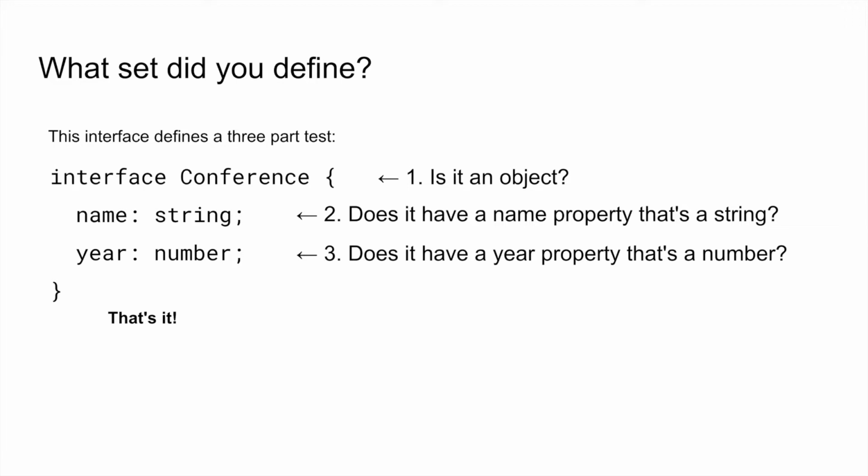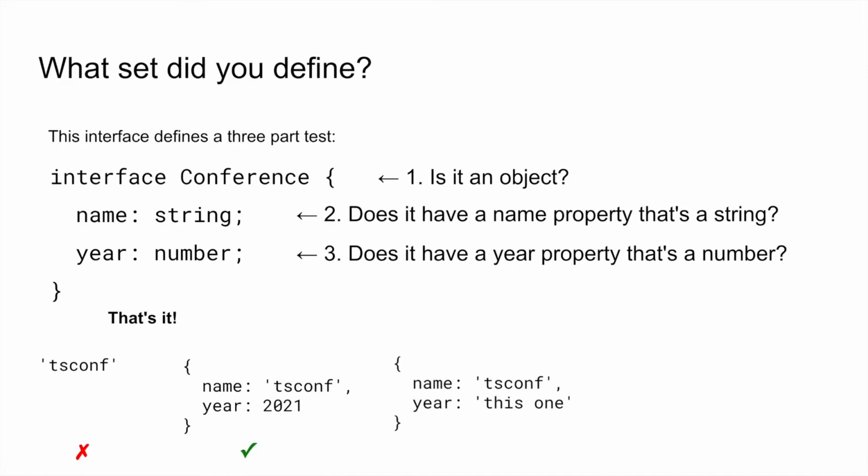So let's look at how this plays out with some example values so that we can figure out whether they're assignable to conference. So tsconf, the string, well, it's not an object because in JavaScript strings are not objects, so that's not assignable to conference. This is the object literal we were looking at earlier, so it's an object, it has a name property, it's a string, it has a year property, and it's a number, so it is assignable to conference. How about this one? Well, it's an object, it has a name property, and it's a string, and it has a year property, but it's not a number, it's a string, so it's not assignable to conference.